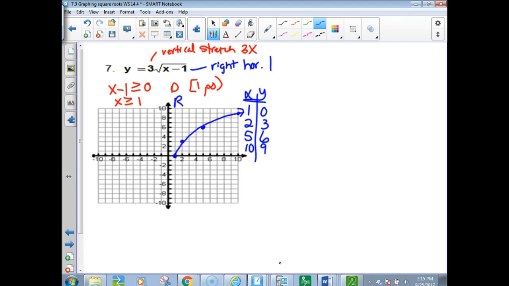There it is. All right, so what's our range? The range. Yeah, 0 and up.